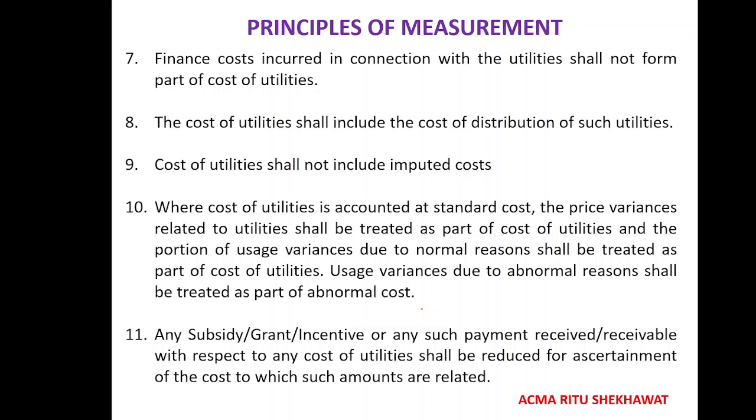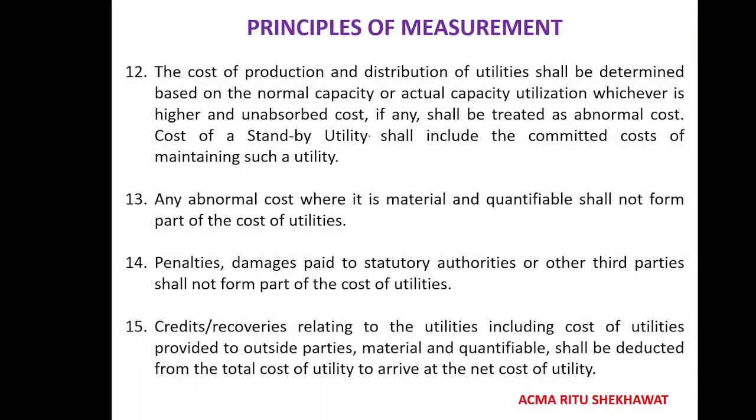Point number 10 says any subsidy, grant, incentives. Point number 12 also says the cost of production and distribution of utility shall be determined based on the normal capacity or actual capacity utilization, whichever is higher, and unabsorbed cost, if any, shall be treated as abnormal cost. Cost of a standby utility shall include the committed cost of maintaining such a utility.